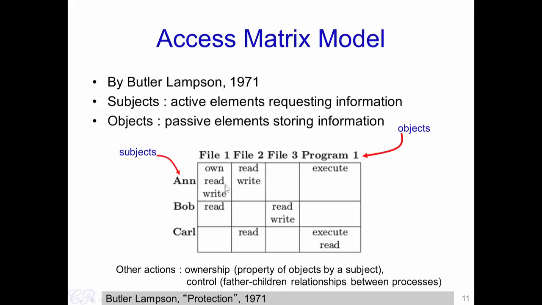Now, the actions are specified in each cell of this particular matrix. For instance, the subject Anne has execute permission for program 1, she has read and write permissions for file 2, and she has read and write permissions for file 1, as well as being the owner of file 1. If you look more carefully, Anne does not have any permission on file 3. She can neither read it nor write it, nor can she read or write program 1.